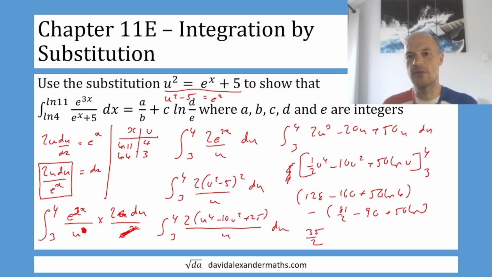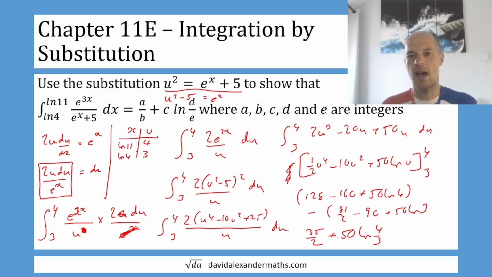And we've got 50 ln 4 take away 50 ln 3. So when you're subtracting one log from another, you can combine them using the division law. So that is 50 ln 4 over 3. So plus 50 ln 4 thirds. Okay, so we know that A is 35, B is 2, C is 50, and D and E are 4 and 3 respectively.